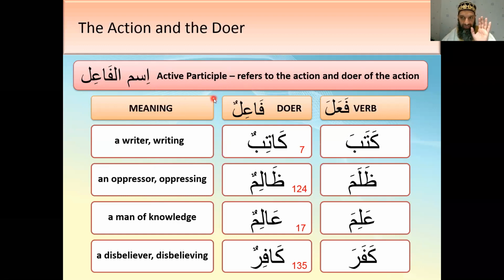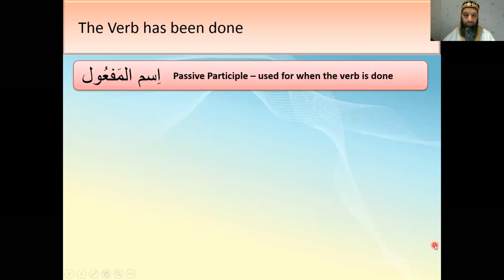Okay, so that was template number 1, which is extremely important. You'll see many times this template is being used. You get the verb and put it through this fa'ilun machine, and it becomes katibun, zalimun, alimun, kafirun, fasiqun. Fasaqa, the one who does fisq, corruption, fasiqun, the corrupt person. Right, so we'll move on. That's pattern number 1, inshallah. You get tested on it.